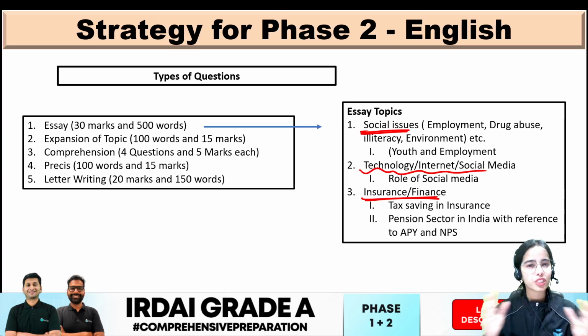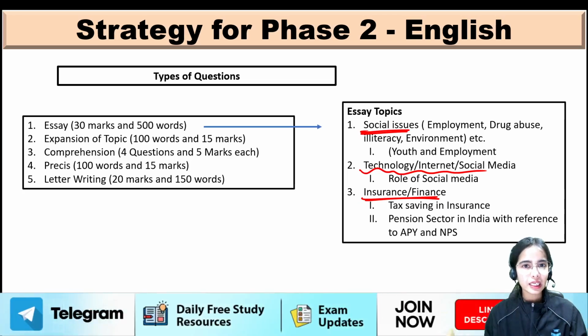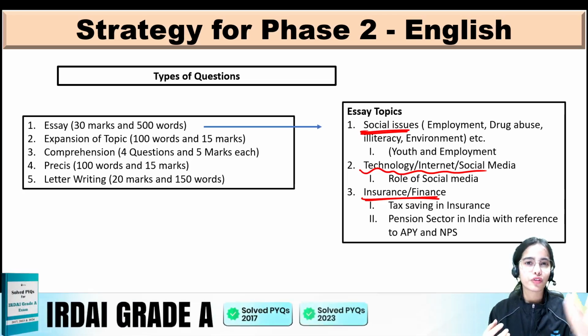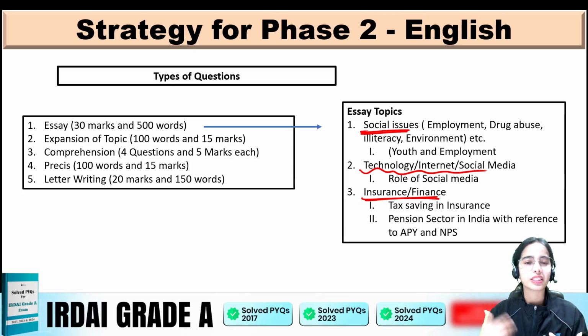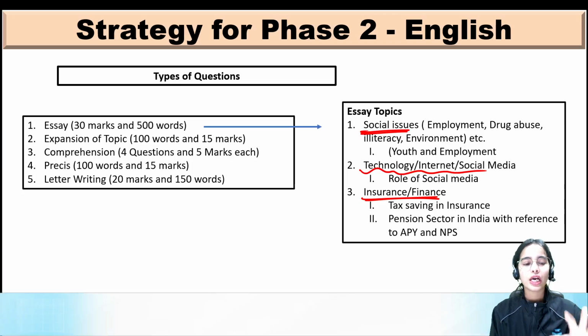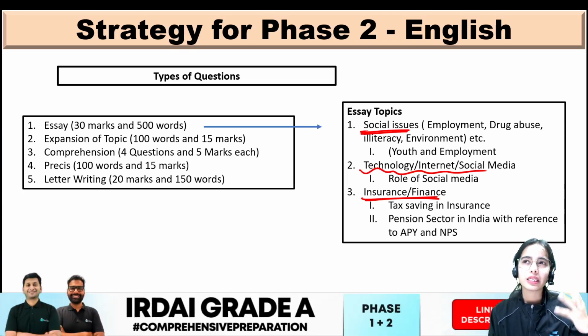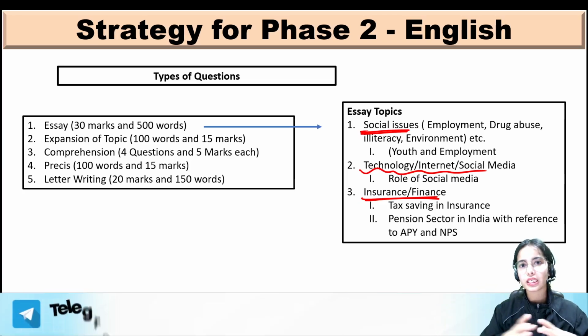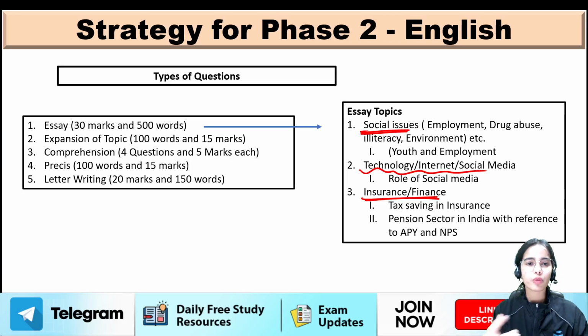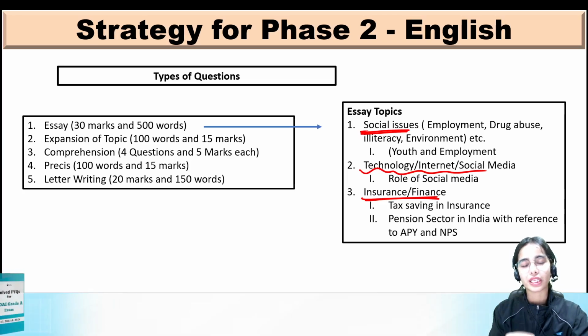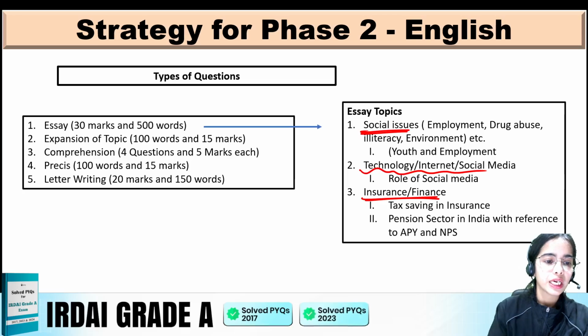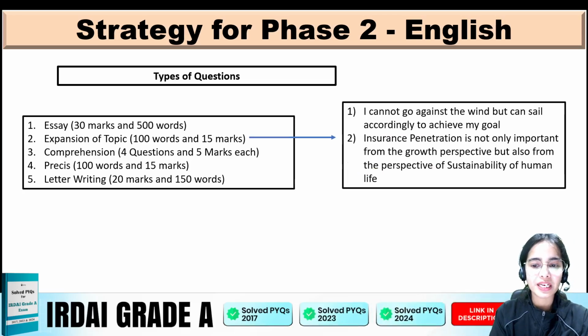They will be from some social issues or some current hot topic, or from new technology, the usage of the internet, social media, or from insurance, finance, and such. The topics will be very generic, and you have to prepare for the English descriptive writing. Whatever topics have been in the news in the recent 2-3 months, there are more chances of the essay coming from those topics.